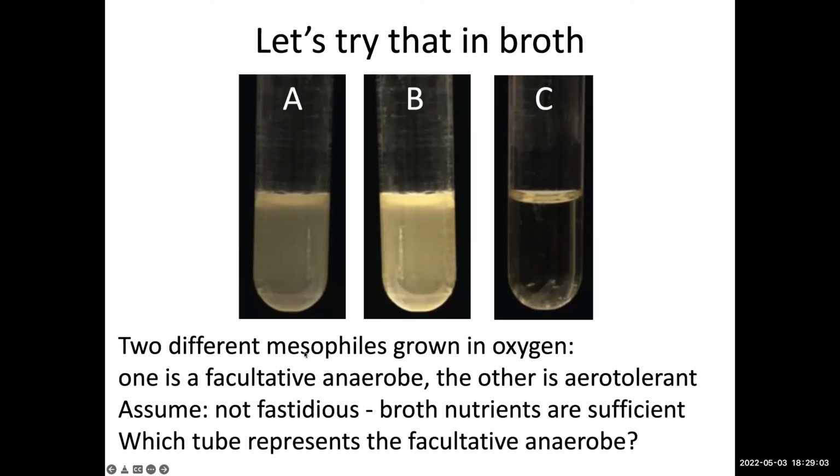A has a medium amount of growth, B has a lot of growth, and C has no growth at all. Which of these tubes represents the facultative anaerobe? Put your guess or your answer into the chat. One of these is aerotolerant, one of them is facultative anaerobe, and one of them is neither. It's just a distracting tube. And all of them were grown in oxygen.